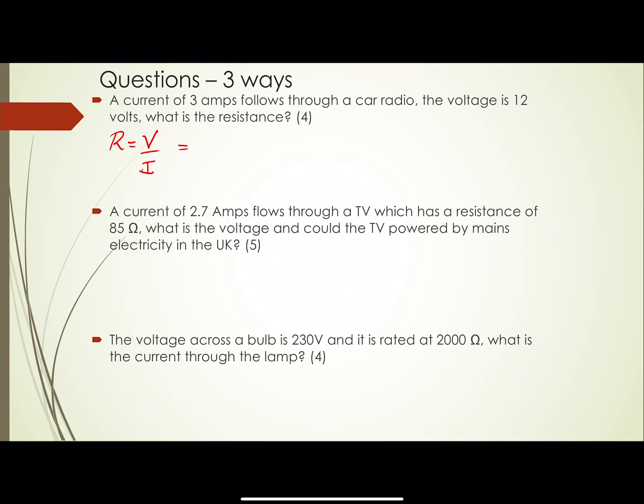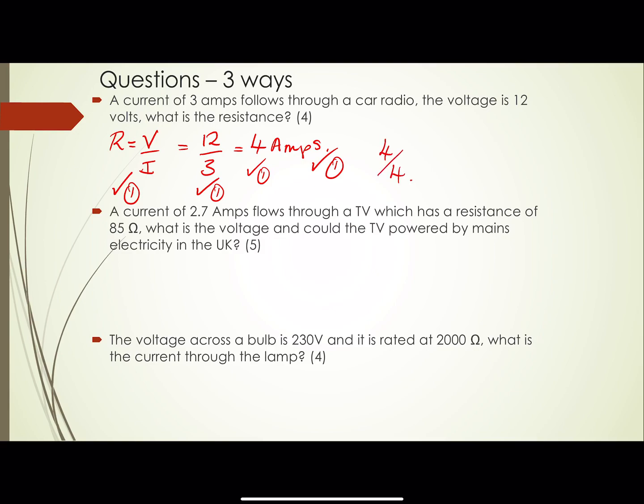Put the numbers in. We get 12 divided by 3, which equals 4 ohms. Nice simple one to start with. 1 mark for the equation, 1 for the substitution, 1 mark for the numerical answer, and 1 mark available there for the units.